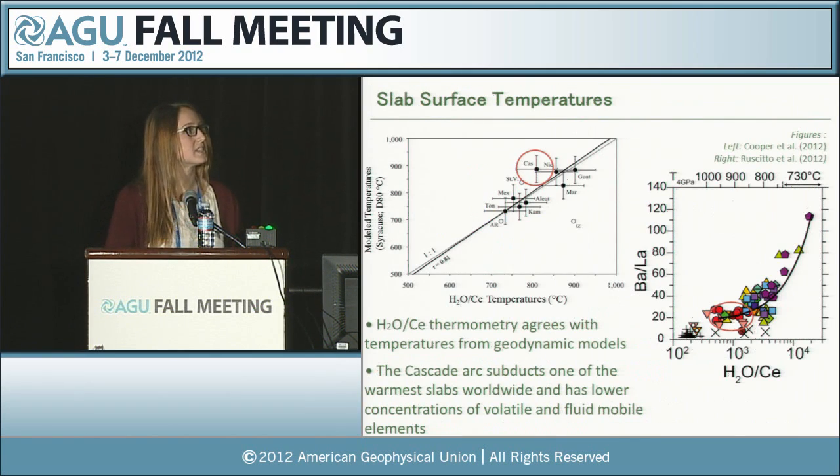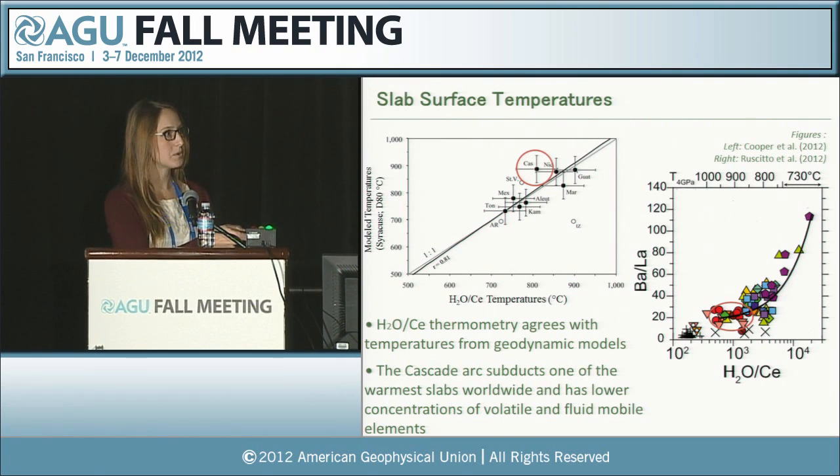To finish up, I'll be discussing our water-cerium calculated slab surface temperatures. To introduce it, I have a figure from Cooper et al. 2012 showing how water-cerium derived temperatures compare versus geodynamically modeled slab surface temperatures. And on the right, a figure from Rasoul et al. 2012 showing both temperature and water-cerium and how it correlates with fluid mobile trace elements, here barium over lanthanum.